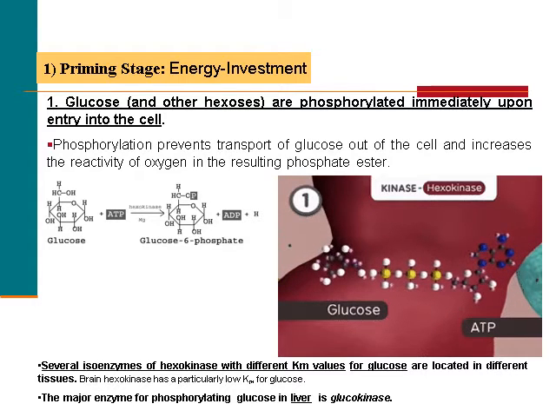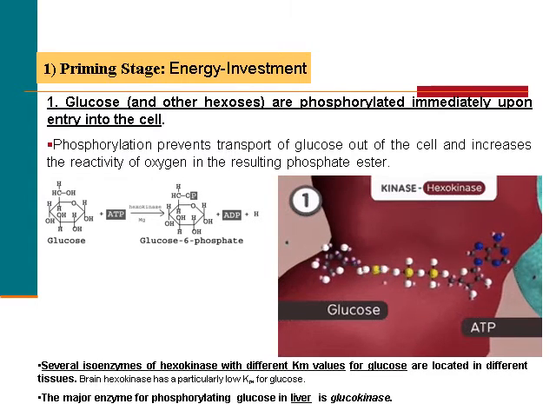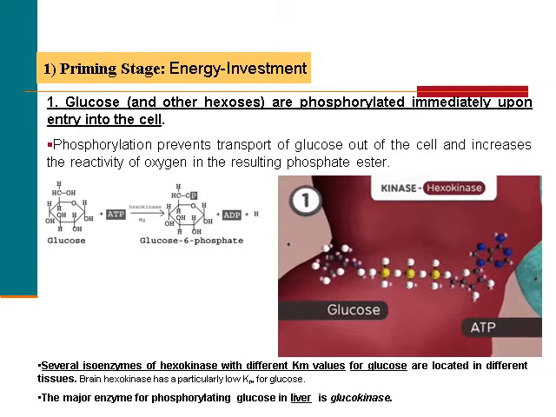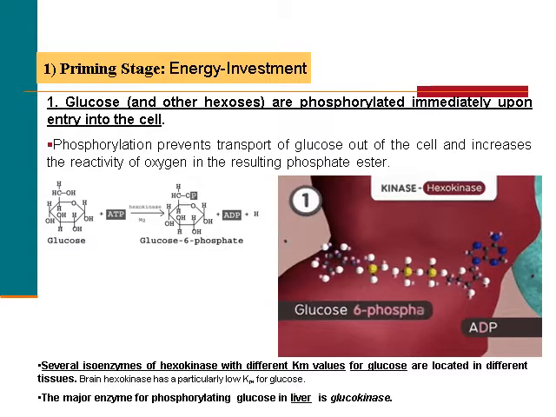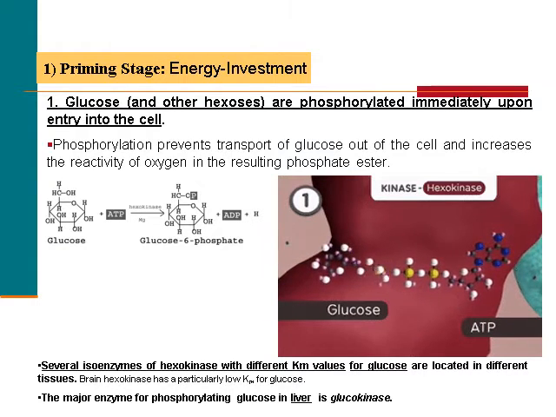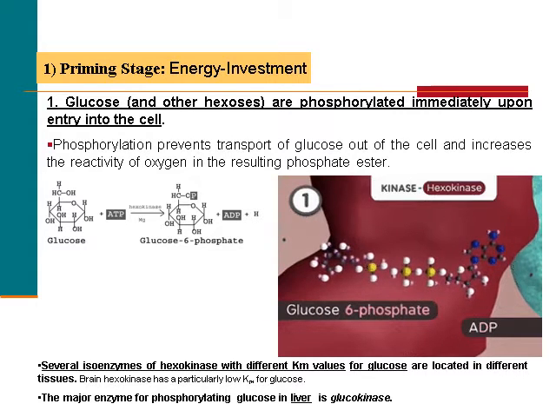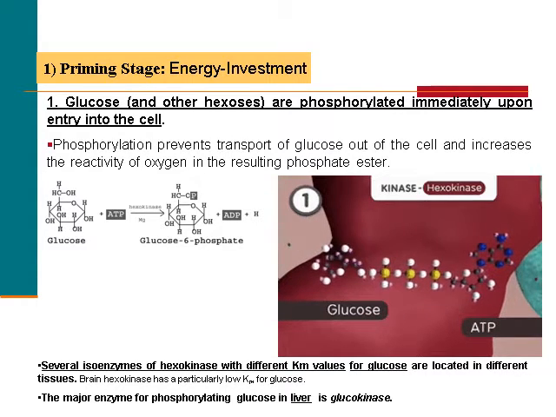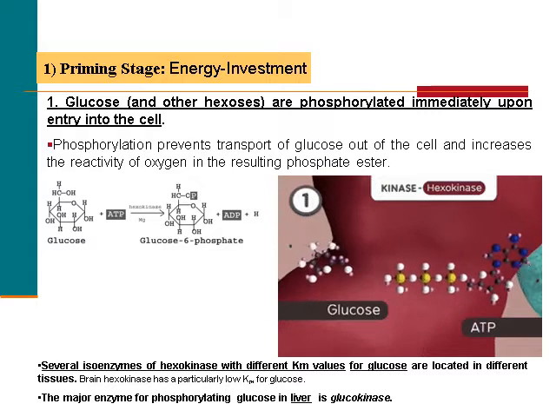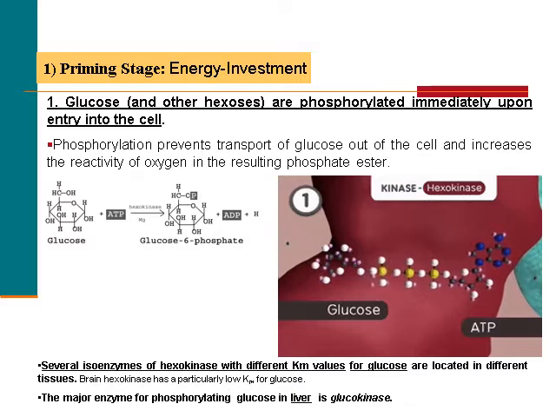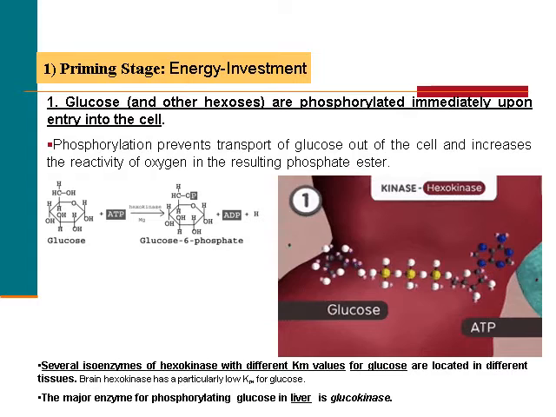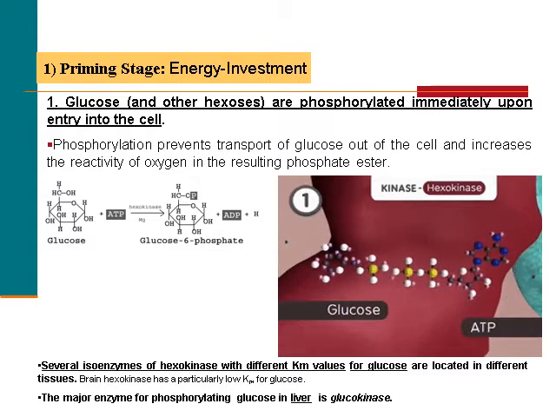This phosphorylation prevents the transport of glucose outside the cell and increases the reactivity of oxygen in the resulting phosphate ester. So this step dictates the commitment of the cell to continue the glycolysis process. So this is a determining step. And one more important thing is that atomic magnesium is also involved to help shield the negative charges from the phosphate group on the ATP molecule.